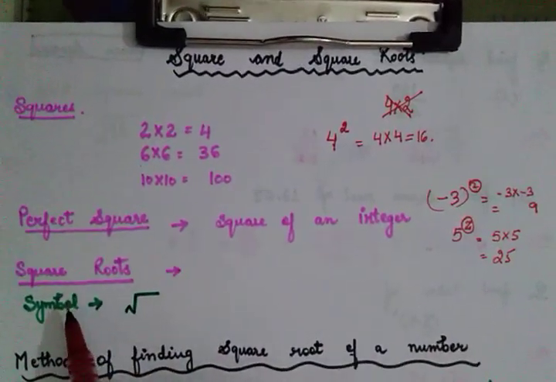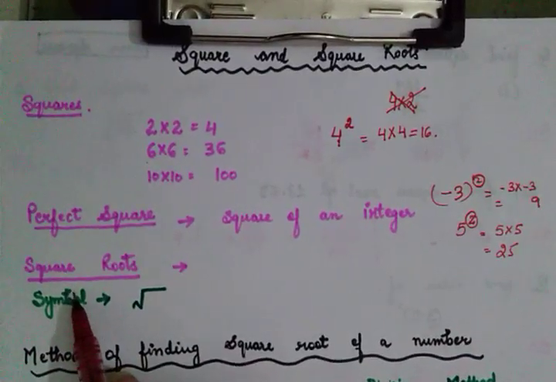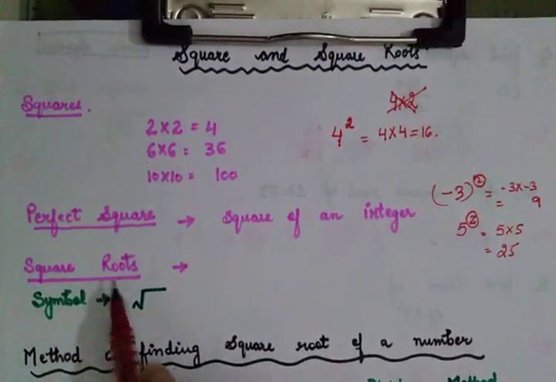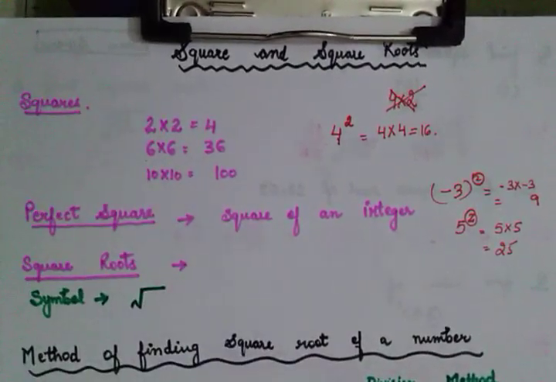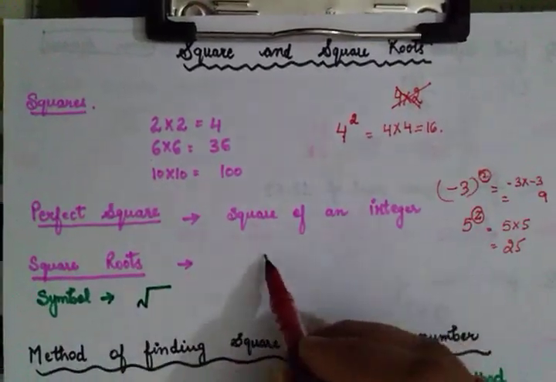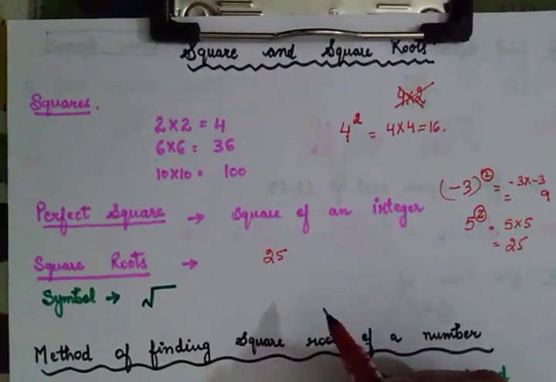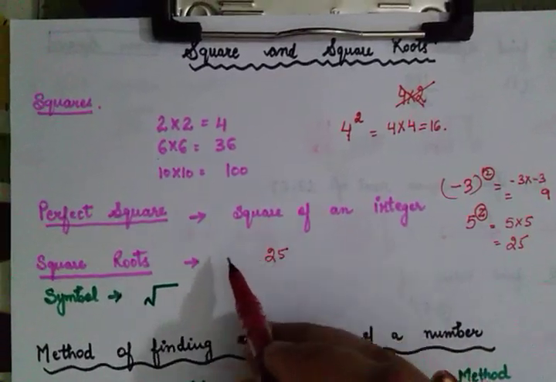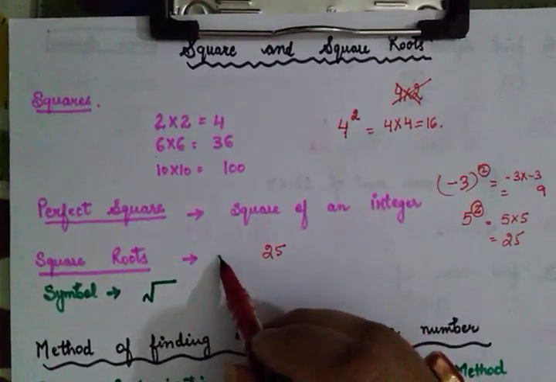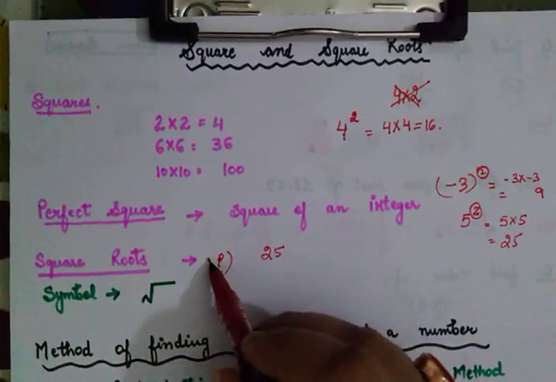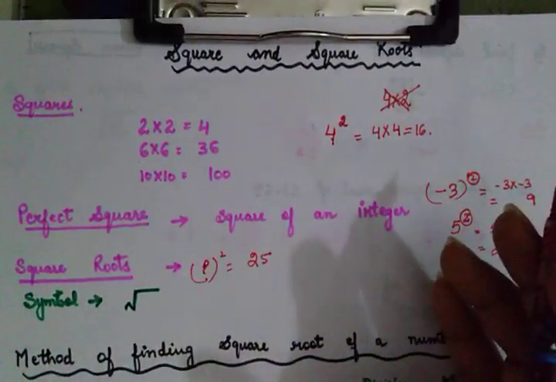Now, the new thing that we are going to study this time is square roots. And what are square roots? Exactly opposite of squares. Like if I say that 25 is the square of which number? That means we are going in the reverse order. We are finding out that 25 was actually the square of which number? This is the concept of square roots.